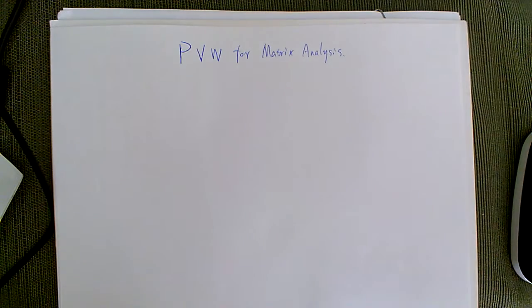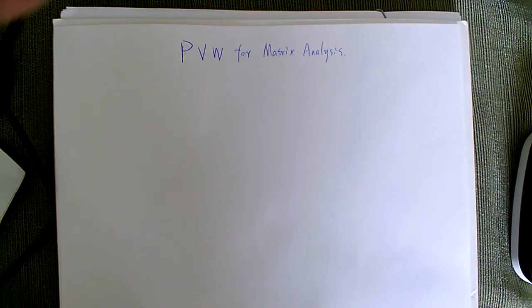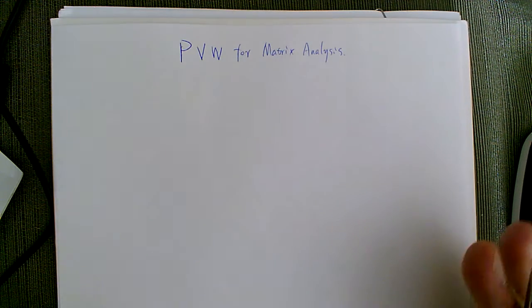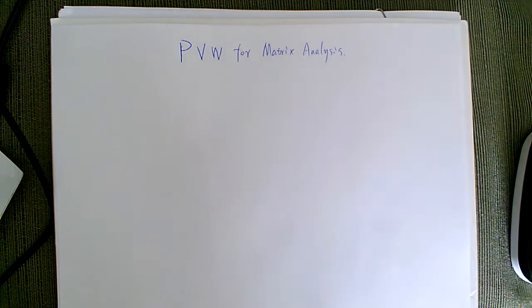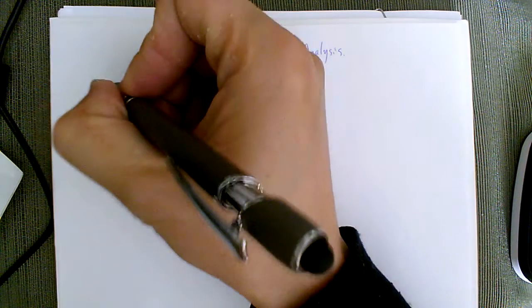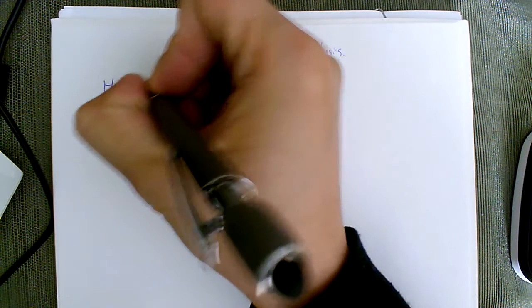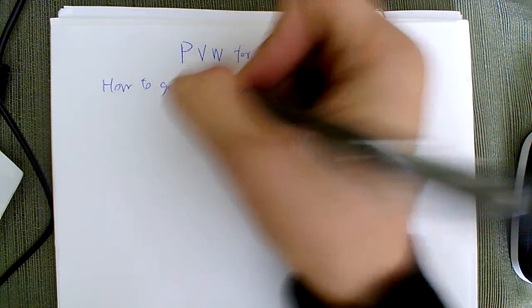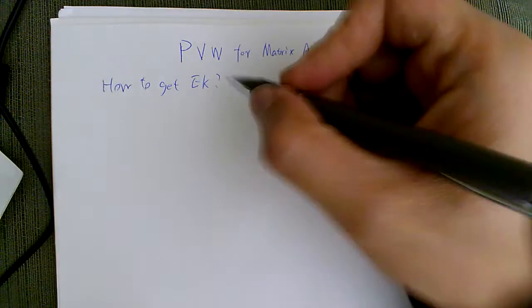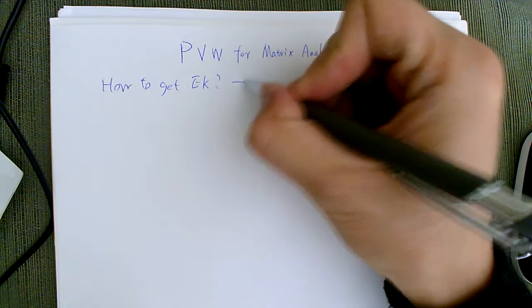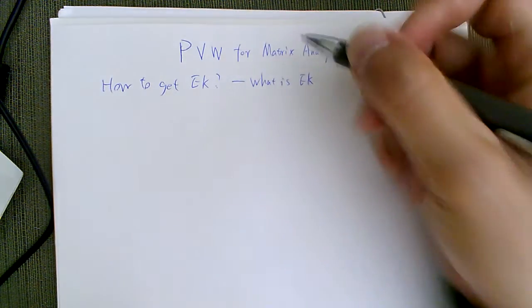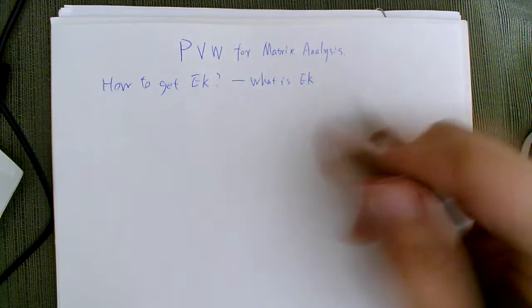Okay, this next lecture is about principle of virtual work for matrix analysis. If you have been following my lectures, you know we're really worrying about how to get EK. But just to remind you, what is EK? EK is the element stiffness matrix.